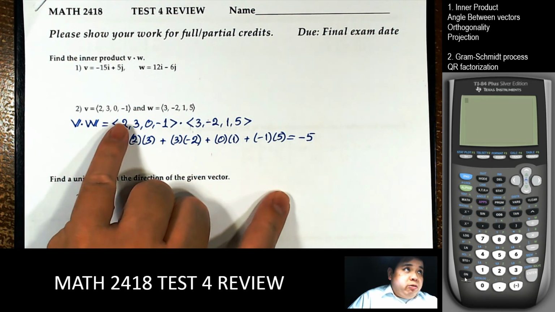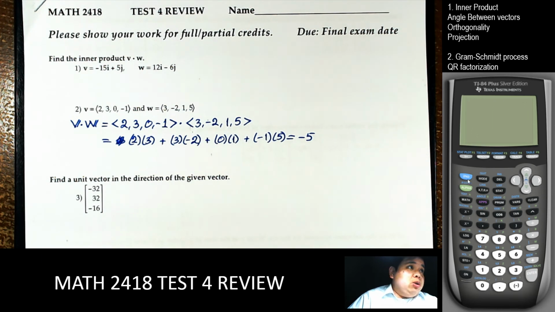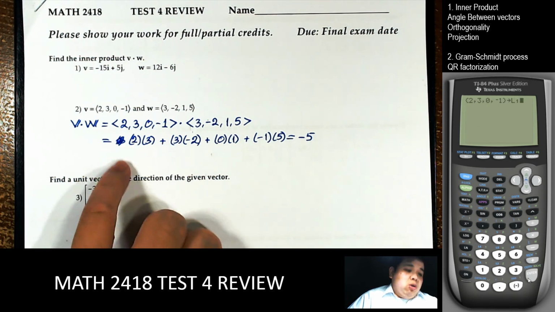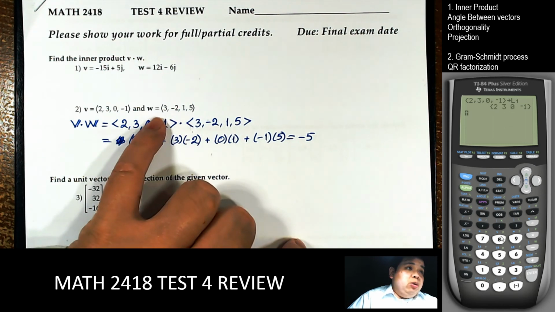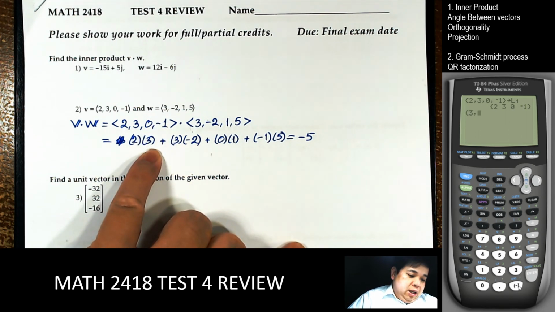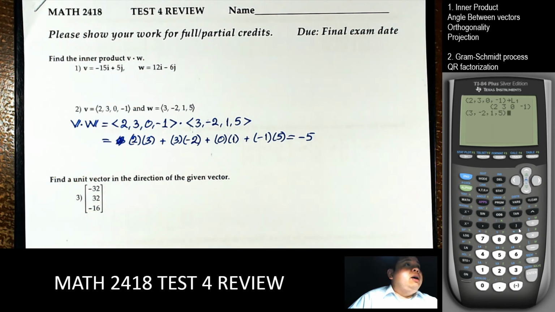Right. So on this one, we work with the calculator. There's no dot product function here, but we're going to use the list. First, I'm going to store this v and w vector into a list. So second, curly bracket and enter the numbers 2 comma 3 comma 0 comma negative 1. Close the curly bracket, hit the store key, the STO, and then second number 1. So I store that into list 1 and do the same thing for list 2: open curly bracket 3 comma negative 2 comma 1 comma 5, close the curly bracket, and then store into second 2, L2.